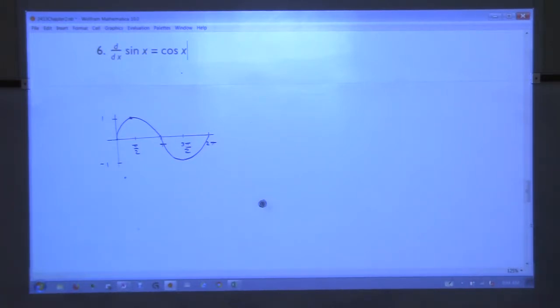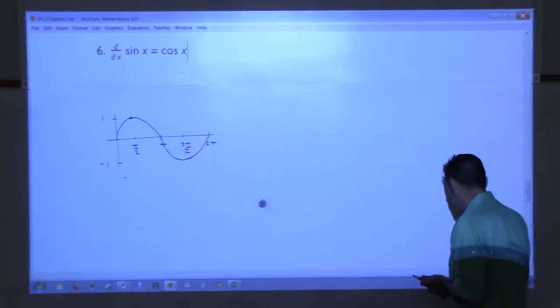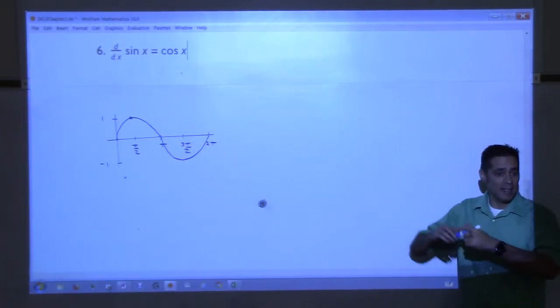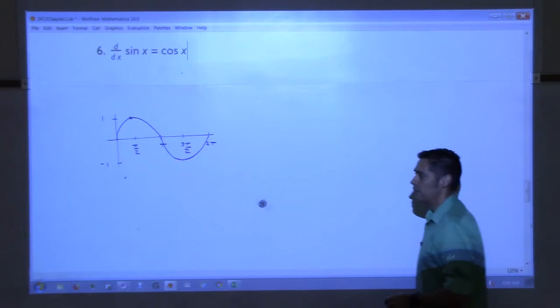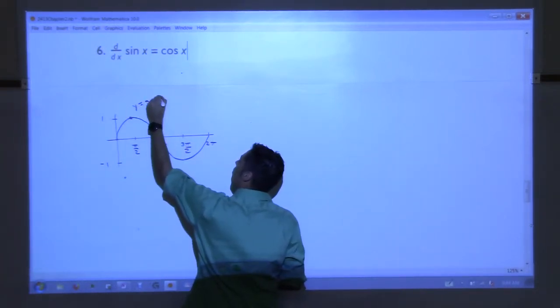Now, let's talk about its derivative. I'm going to leave this right here. Let's talk about its derivative. So I'm going to try and graph its derivative. Remember last class I gave you a function, asked you to graph its derivative? Right? So the purple one here is sine x.